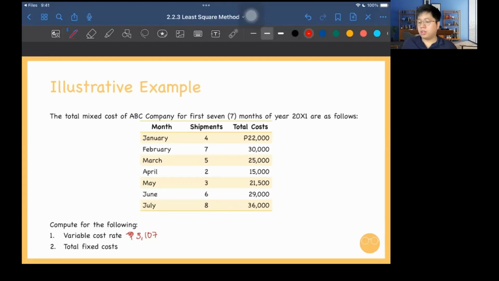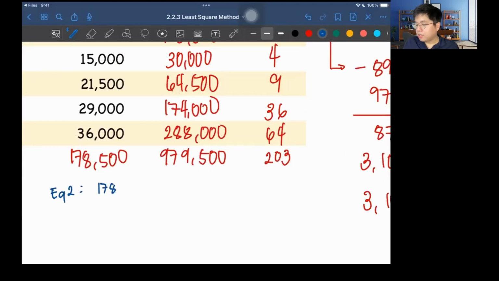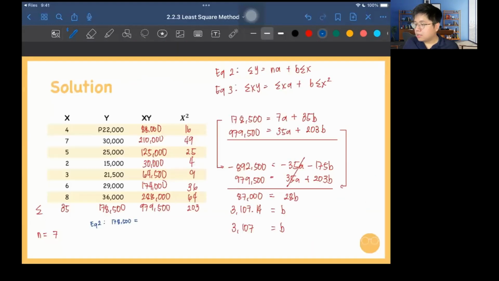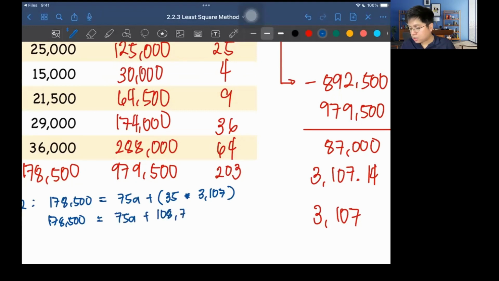Now let's look for the value of the total fixed cost. One of the common mistakes that you are going to make here is using the total cost. Okay? So kindly take note that the only equations that we will use here are equations 1, 2, and 3. In this case, we have to use equation number 1, and that will be 178,500 is equal to 7a plus 35 multiplied by 3,107. So 178,500 is equal to 7a plus 108,745.